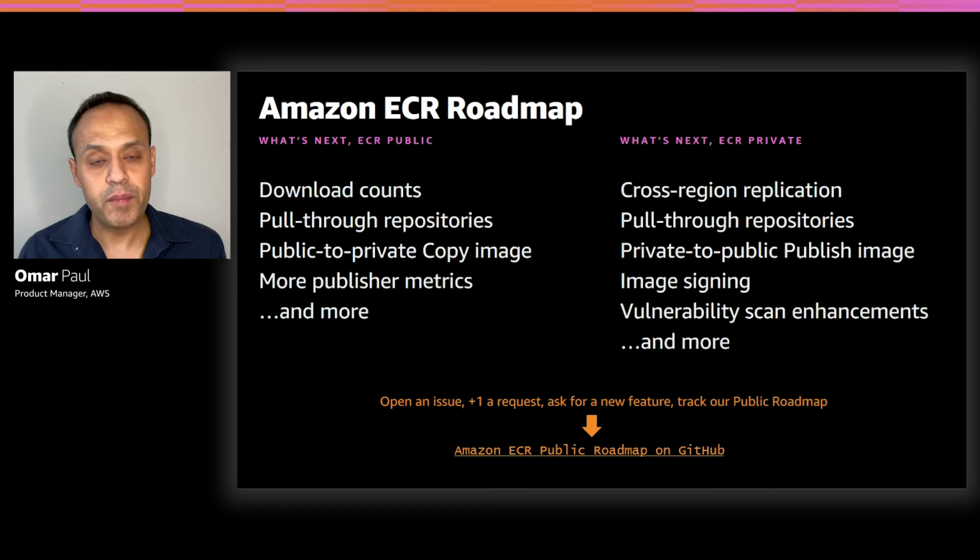We need to give our publishers more metrics. As you know, also publicly called out in our roadmap, we are working to do image signing. We're working with the community, with Azure, with Docker, with Red Hat, and with IBM, and the TUF community to do Notary v2, and that will be image signing. We plan to do vulnerability scan enhancements on our private repos, and there's more.